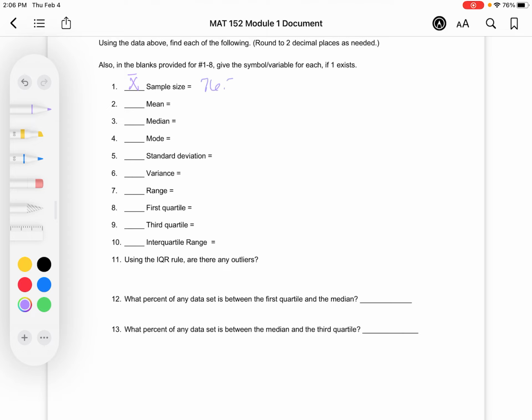My min was 35, so that's not below 38.25. My max was 99, that's not above 116.25. So there are no outliers.